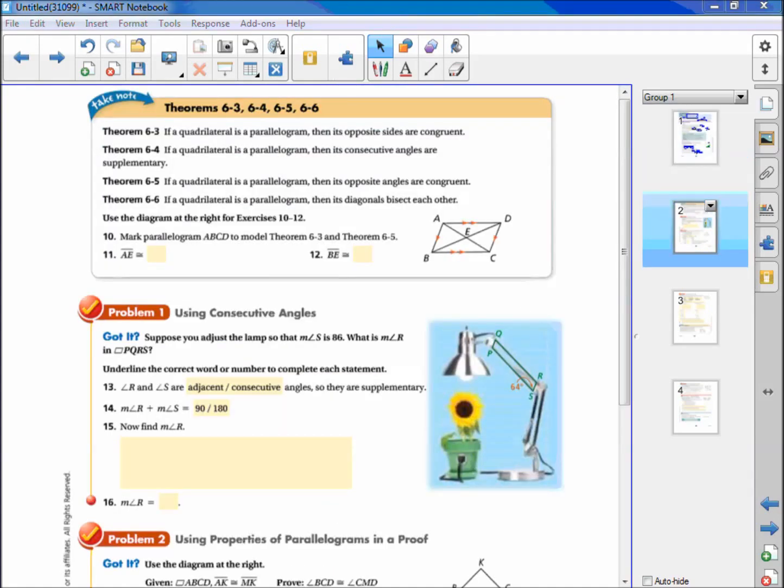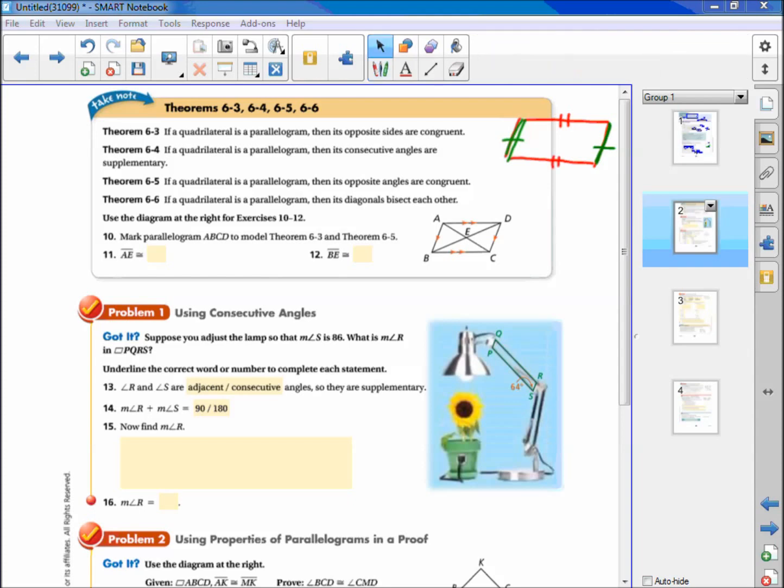All right, on page 2, we have 4 theorems. Our first theorem says if a quadrilateral is a parallelogram, then its opposite sides are congruent. So let's draw a parallelogram real fast. Remember, a parallelogram is created from 2 sets of parallel lines. So in this case, the red lines on the top and bottom are parallel to the green lines on the left and right. Okay? All right, so it says the opposite sides are congruent. So my green lines should be congruent to each other, and my red lines should be congruent to each other.